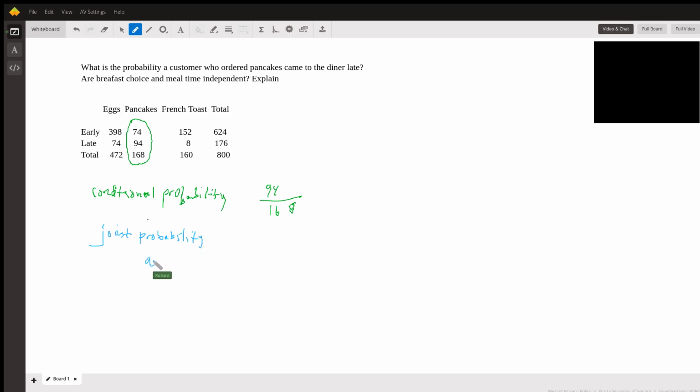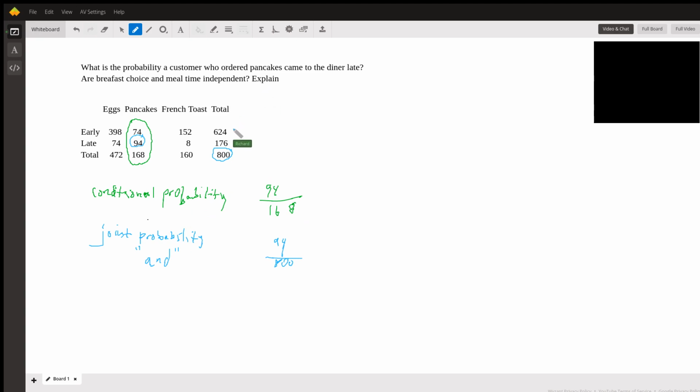So this is an AND operator you can think of. This would be the probability of being late and eating pancakes. And that's going to be 94 over 800. So that's the probability of being late and eating pancakes. And you can see the denominator here is going to be 800. The numerator is the same. So a lot of it just has to do with the way the question is worded. You just have to read it closely.